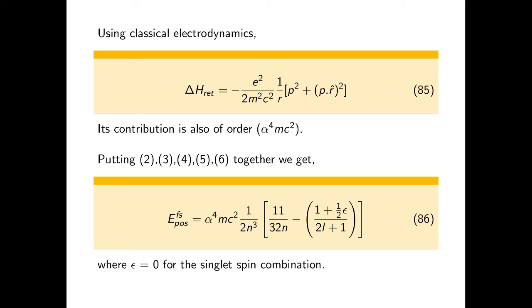Using classical electrodynamics, we can get this equation right here for H, the relative form of H, which has been reduced to e squared divided by 2 m_e squared c squared, times 1 by r into p squared plus (p · r cap) to the power of 2. This contribution is also of the same order, alpha to the power of 4 mc squared. And putting all of these together, we finally get the energy level of a positron to be this equation 86 right here.